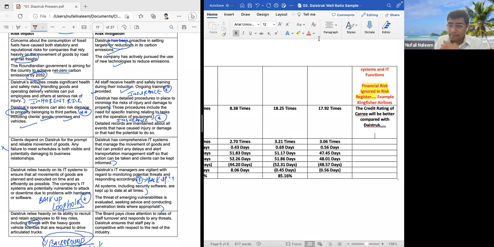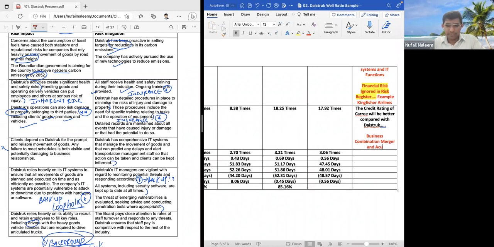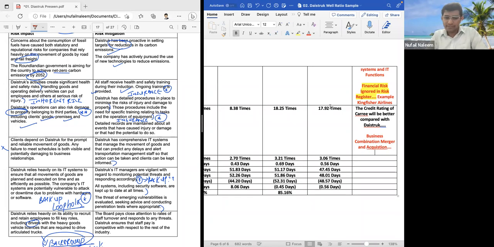One more thing, business combination. Business combination is merger and acquisition. Merger and what, students? Acquisition. Now, students, I have to be very transparent here so that you will understand that application very, very well. Now, when there is a merger and acquisition, one more factor that plays is credit rating.